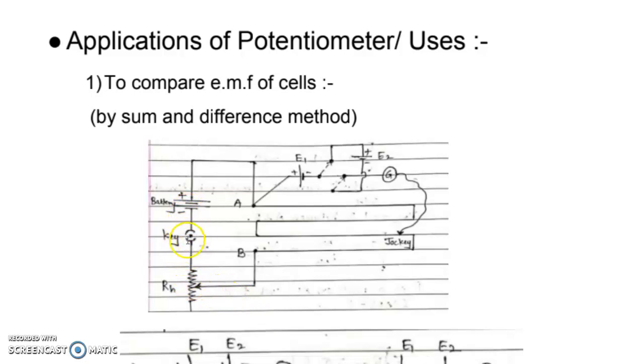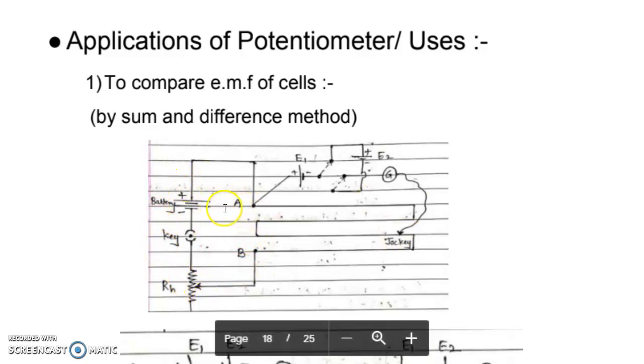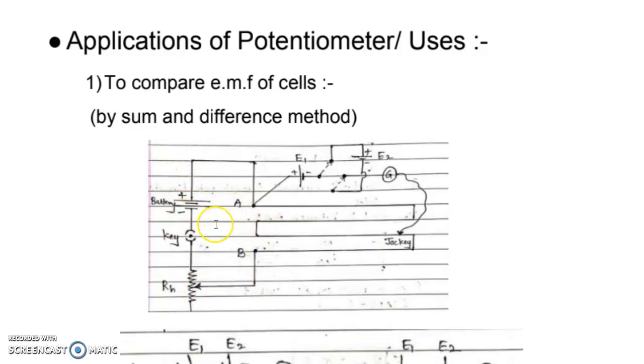There is a key in the circuit with the help of which you can either switch on the circuit or switch it off. The purpose of this battery connected between A and B, that is the AB wire connected to battery, key and rheostat, is basically called the primary circuit, and it is always going to be there in every potentiometer experiment, because this battery is going to supply constant current in the potentiometer wire.